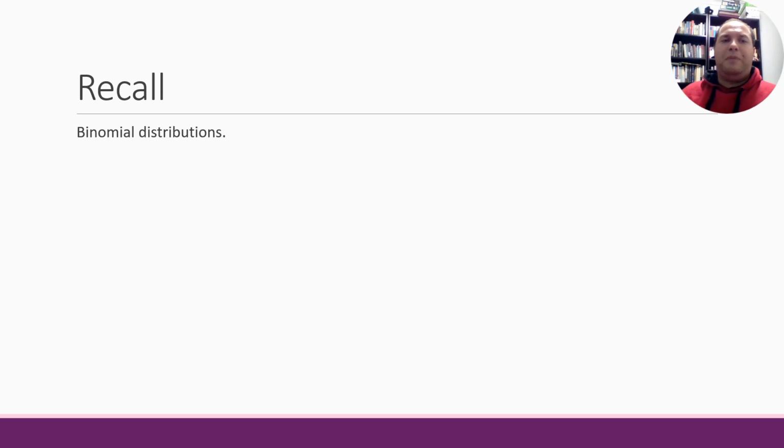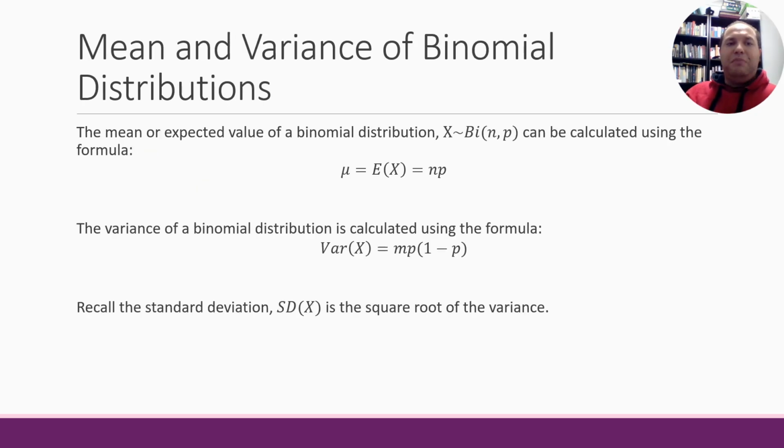Right, key things to recall are binomial distributions, and remember your different values that come with a binomial distribution. N for the number of trials, P for the probability of success for one of your trials are the most important values to know here in this case. All right, so the mean or expected value of a binomial distribution, X, can be calculated using the formula. It's just N times P for my mean, which is mu, or expected value. Make sure you're used to using both of those different terminologies there.